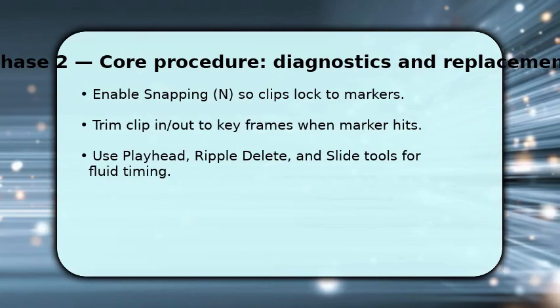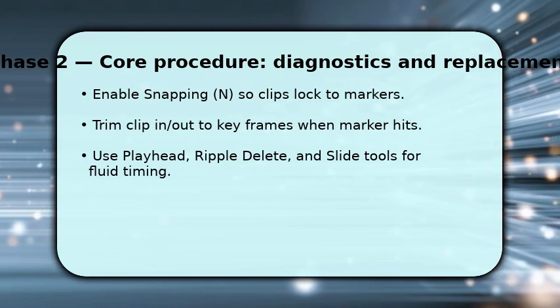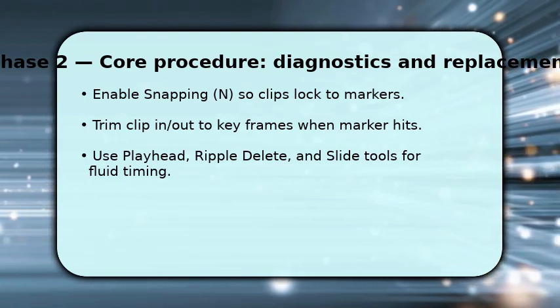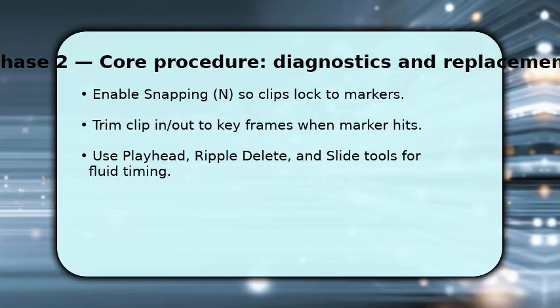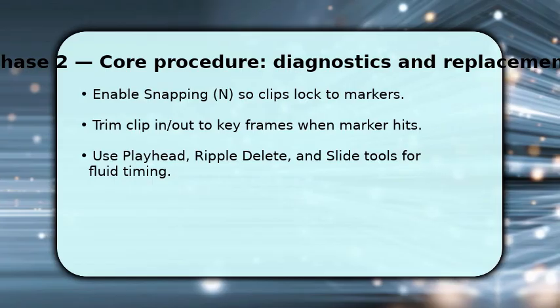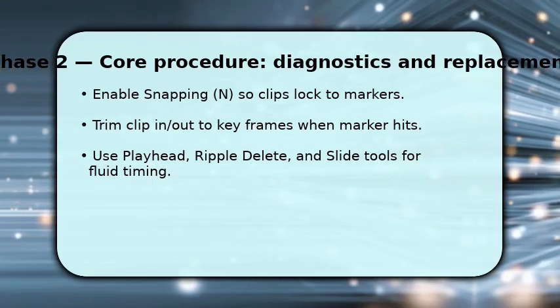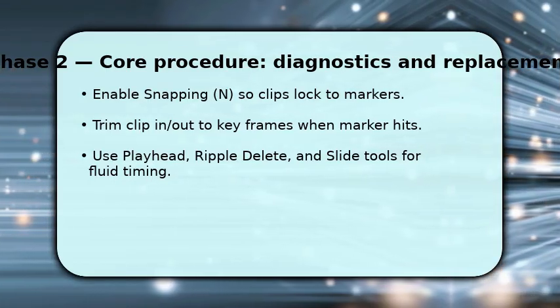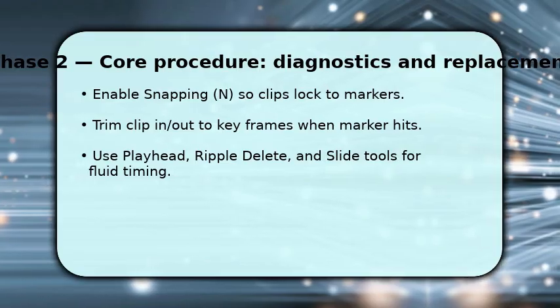Now enable snapping with N so clips snap cleanly to your markers. This prevents micro offsets. Drag each clip start to the beat marker and use the trim and slide tools to keep action on beat. If a cut needs shifting, ripple delete the gap or use the playhead and right arrow to nudge by 1 frame for micro adjustments.